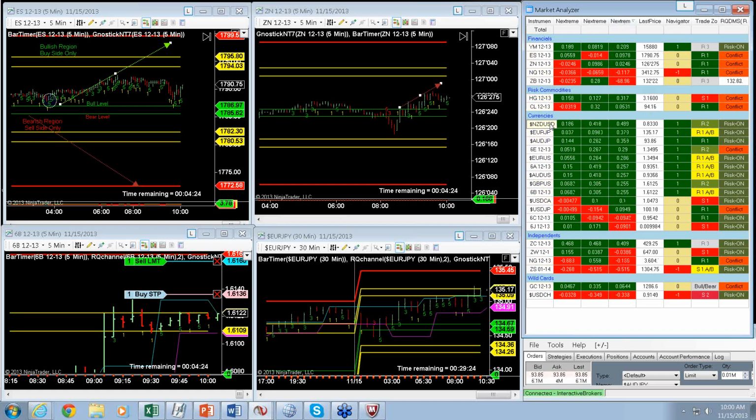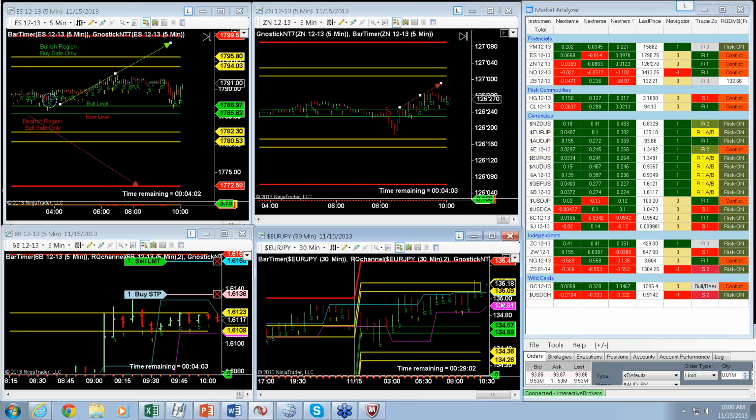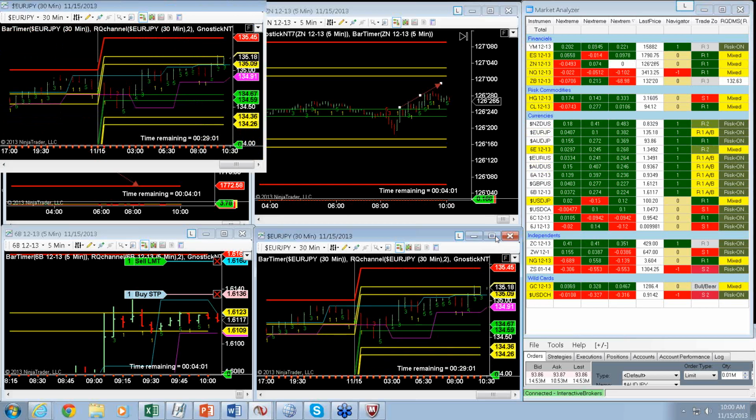Well, we know that the New Zealand dollar doesn't offer a great deal of upside potential because there's only about 10 ticks to critical resistance. We already went through that. So the next down on the line is Euro-Yen. And I've already got a 6B trade. So here's the Euro-Yen. Let's open this up for a moment.